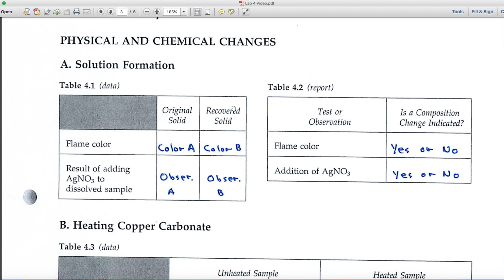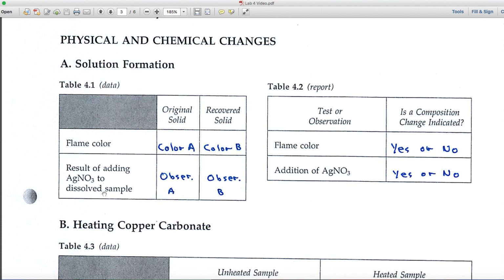And you'll decide whether it's physical or chemical by looking at physical and chemical tests on the original and the recovered. Flame color, I know, is a physical test. Result of adding silver nitrate is a chemical test, but that's irrelevant. What we're interested in doing is gathering data on the original and recovered and concluding whether or not solution formation is physical or chemical. So flame color, well, the original solid will produce, we'll say, color A.